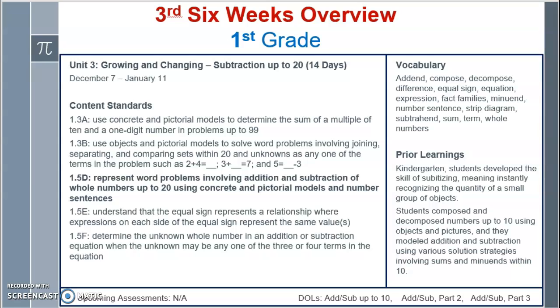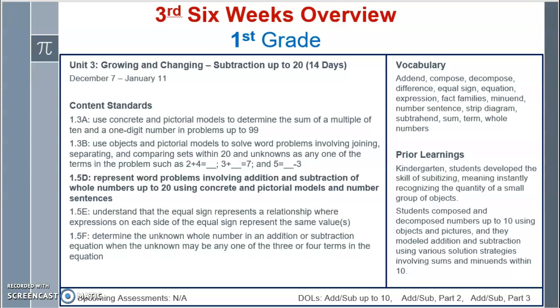We also have 15D, and that's representing the word problems up to 20, and then 15E, understanding the equal sign means the relationship, same value on either side, and 15F, determining those unknown pieces. And those unknowns can be either add-in, either minuend, or subtrahend, or it can be the total sum or the difference on the other side. We have vocabulary right there and some prior learning.